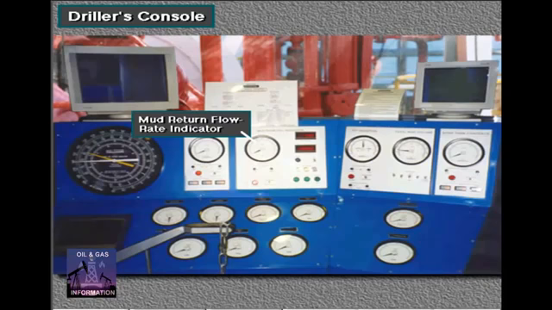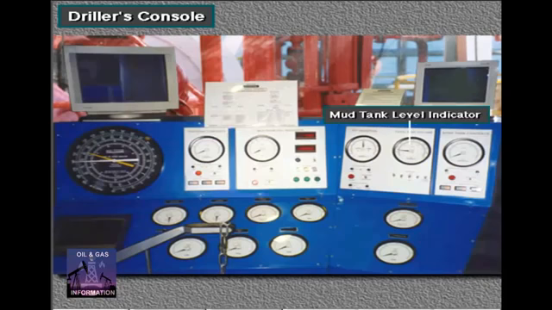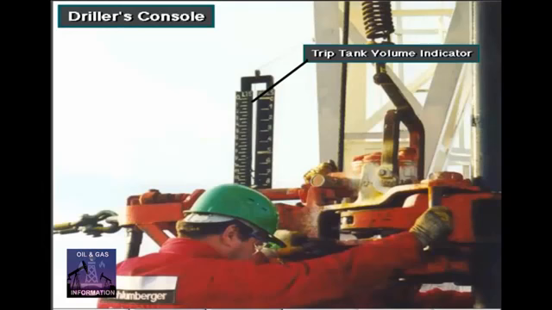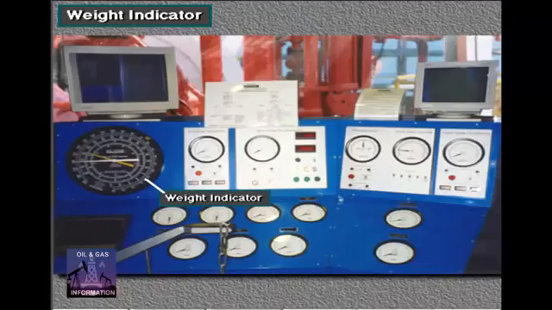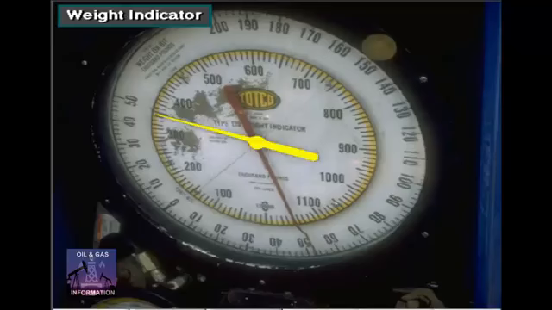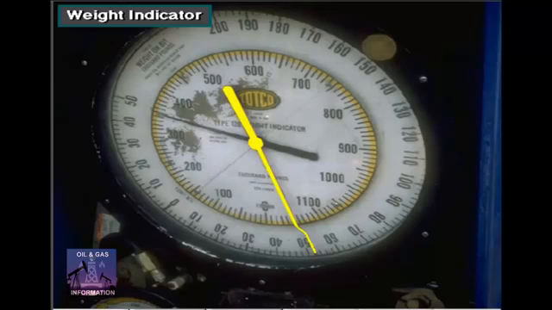rate indicator, mud tank level indicator, and trip tank volume indicator. The weight indicator is the largest gauge on the driller's panel. It indicates the hook load and weight on the bit.